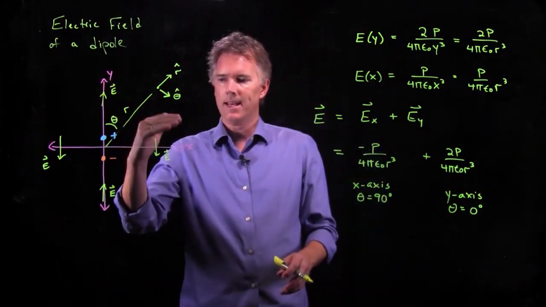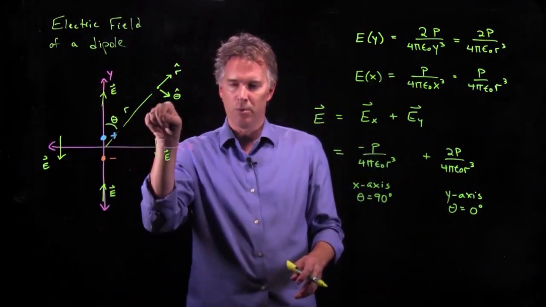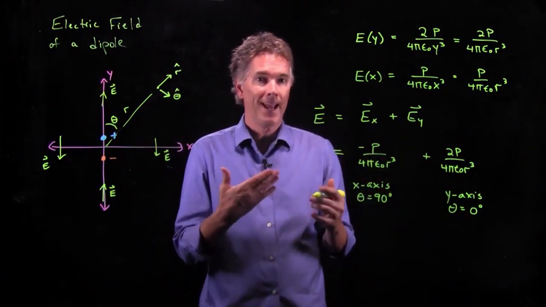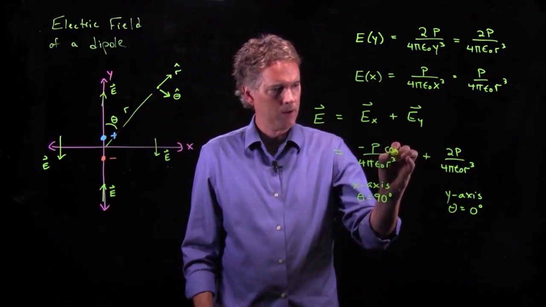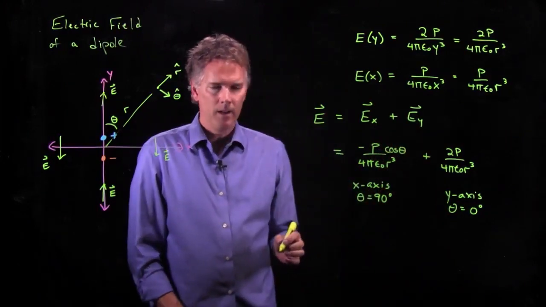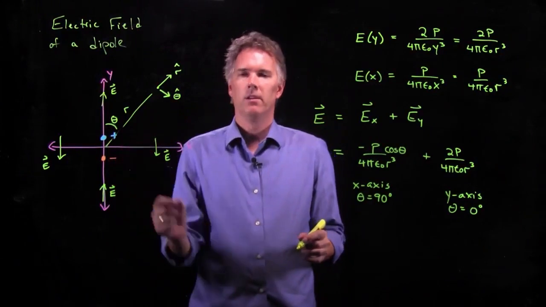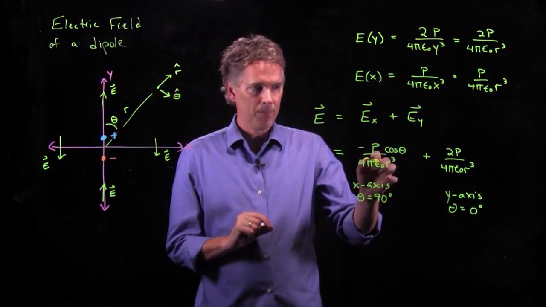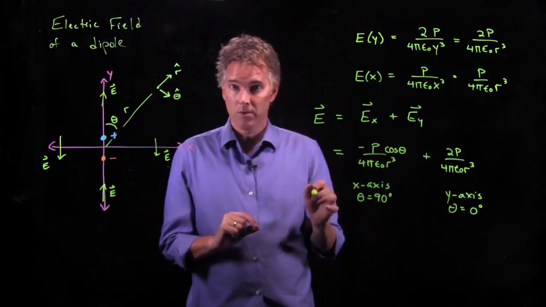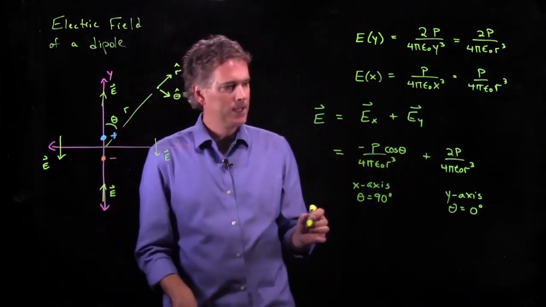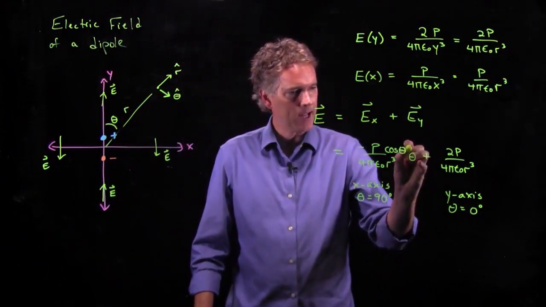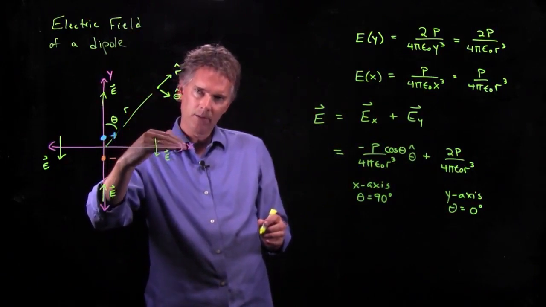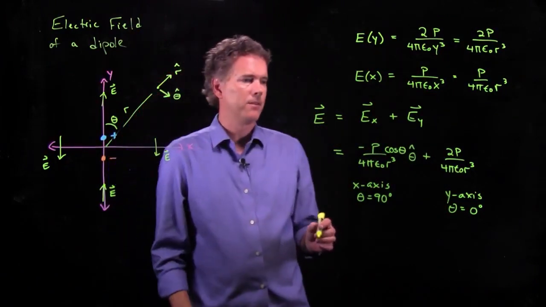When we are at 90 degrees, our electric field is pointing down. And so this term right here, we need to put a cosine theta on. Why? Because cosine of 90 degrees is a value 1. And so that means that we keep this term. It's pointing negative. What direction is it pointing negative? It's actually pointing in the negative theta hat direction. As that line comes down to the x-axis, theta hat is now pointing down.